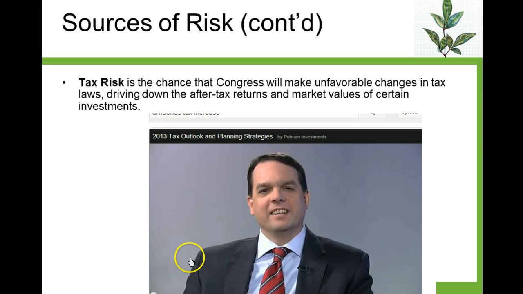Let's look at tax risk here. It's the chance that Congress will make unfavorable changes in the tax laws, driving down the after-tax return and market value of certain investments. Let's look at 2000.